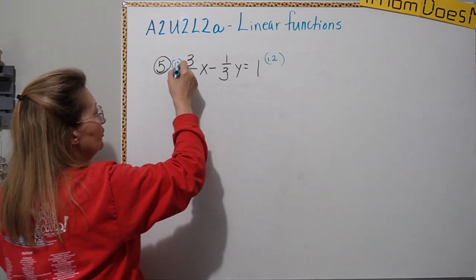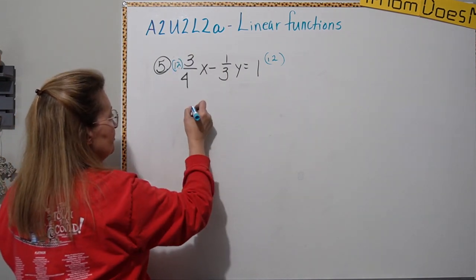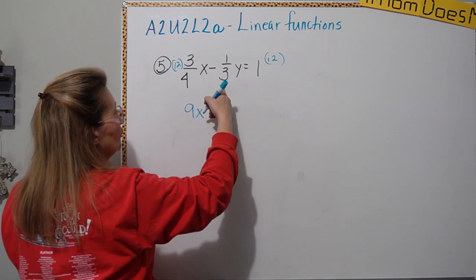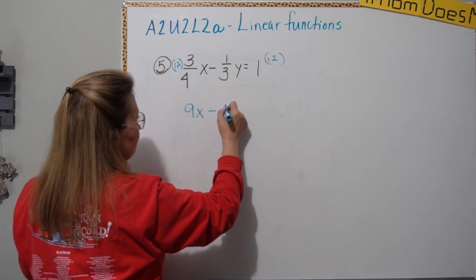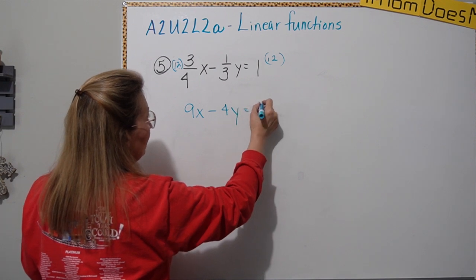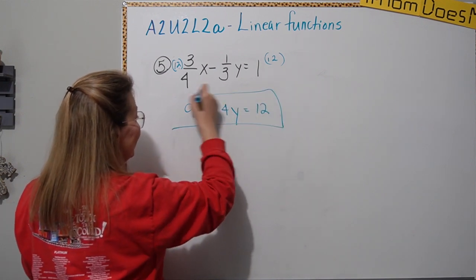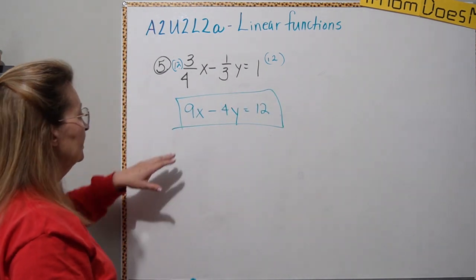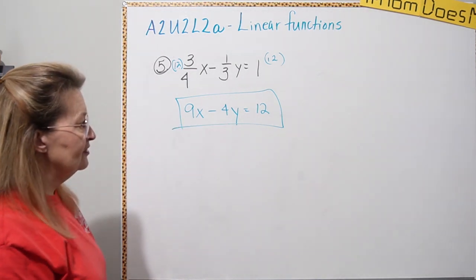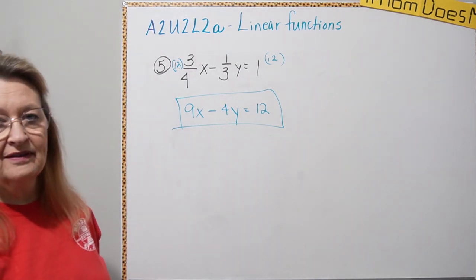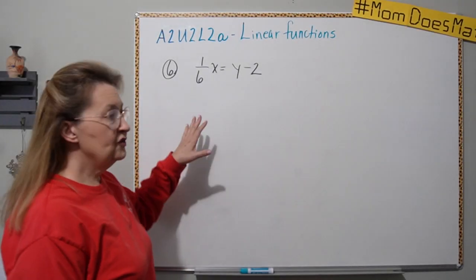Now 4 will go into 12 3 times, and 3 times 3 is 9x. 3 goes into 12 4 times. 4 times 1 is 4y. And then 12 times 1 is 12. And that is standard form. Check it. There is no negative, everything's an integer, and there is no greatest common factor. All 3 things.